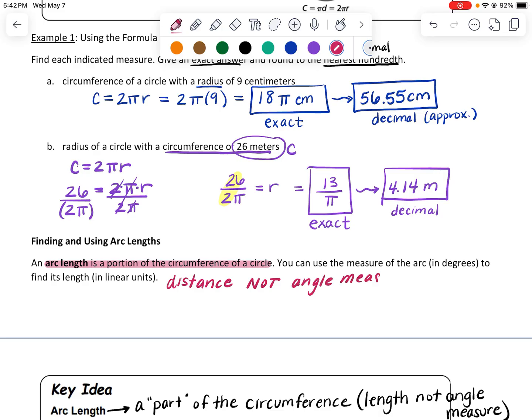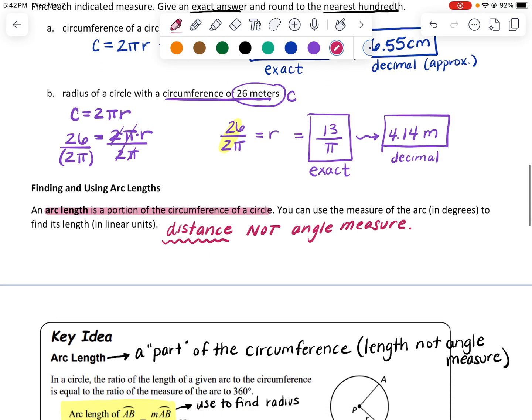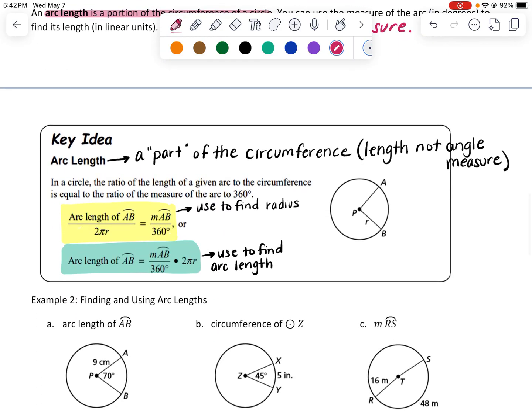So again, we just did arc measures. Now we're doing arc lengths, which is the distance or the length of the line, not the angle of the curve. So I'm going to go ahead and flip to the next page, and I'm going to re-emphasize that again. Arc length is a part of the circumference. It's the length of the arc.